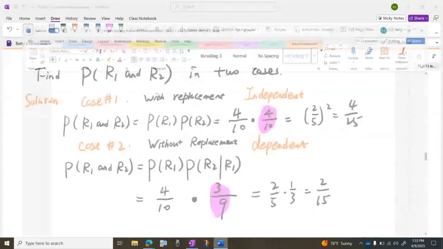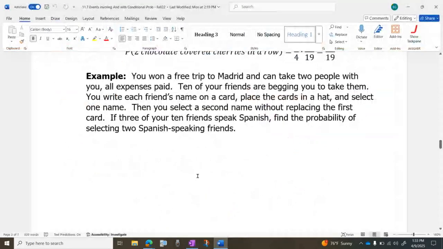Okay, so let's look at a similar problem and practice. This time we mainly practice the dependent case. We did the independent case last time. Please watch the video if you missed that class. You want a free trip to Madrid, Spain, and can take 2 people with you. All expenses paid. 10 of your friends are begging you to take them. You write each friend's name on a card, place the cards in a hat, and select one name. Then you select a second name without replacement.